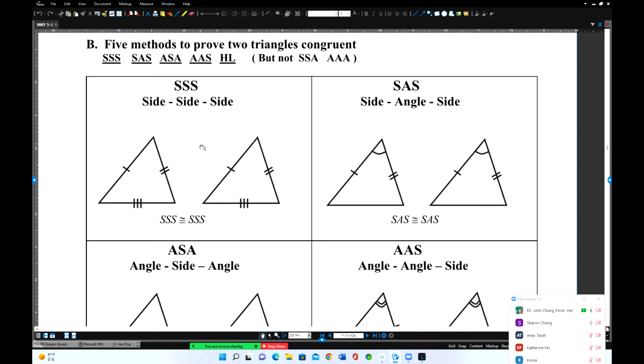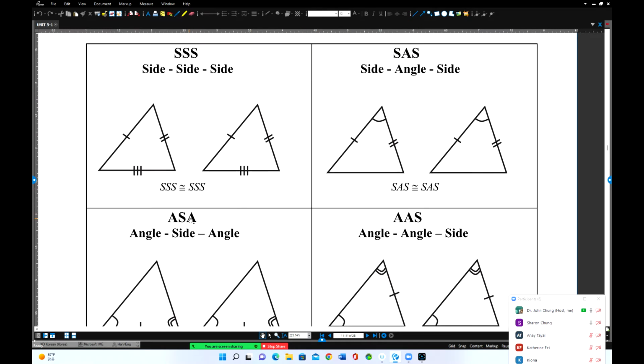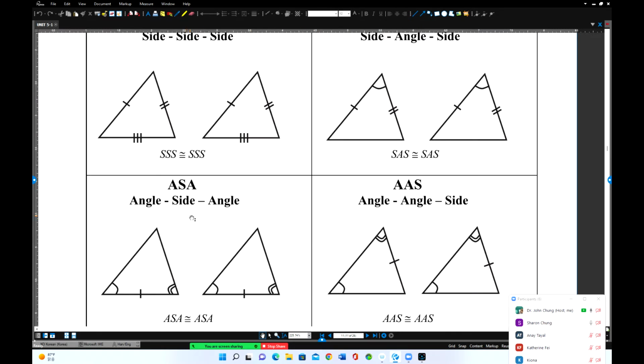Side, side, side: each corresponding side is equal, so the triangles are congruent. The next one, side angle side, is also perfect. If these two triangles satisfy side angle side, they are congruent. We need at least 1 side.